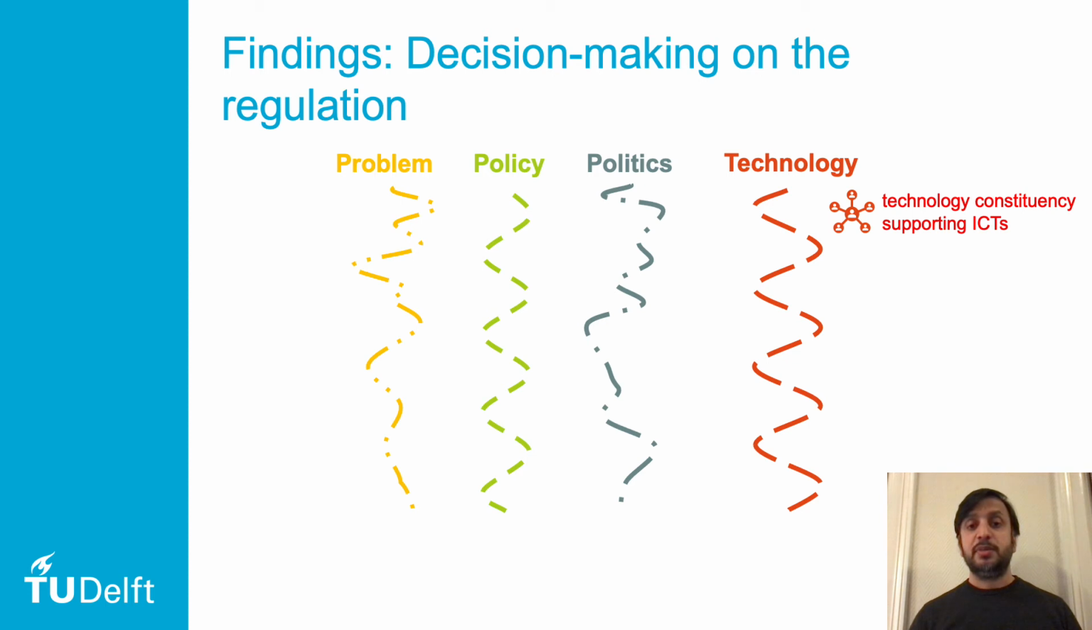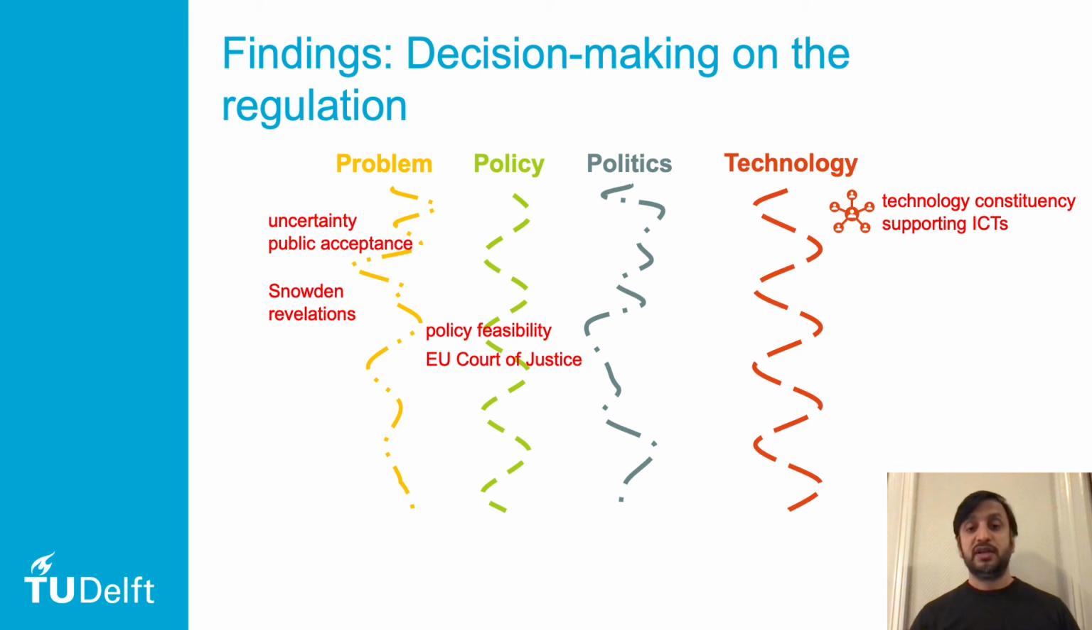Technology constituencies promoting the use of ICTs, however, tried to decouple each stream from the technology stream to influence policy formulation and decision making. Aided by uncertainty about the economic and social consequences of the regulation and high public acceptance of ICTs, they were nearly successful in altering the problem framing until the Snowden revelations turned the tide. In the policy stream, technology constituencies sought to emphasize the infeasibility of key provisions of the GDPR. But an intervention by the European Court of Justice helped soften the regulatory instrument and strengthen the perceived viability of the GDPR.